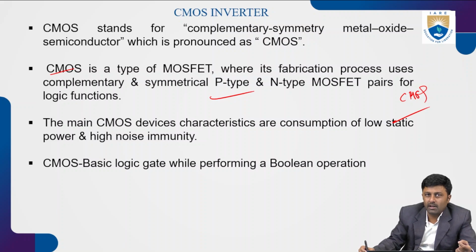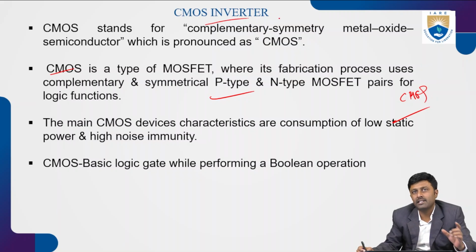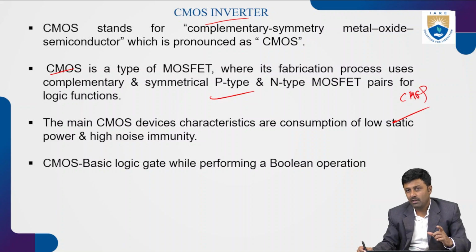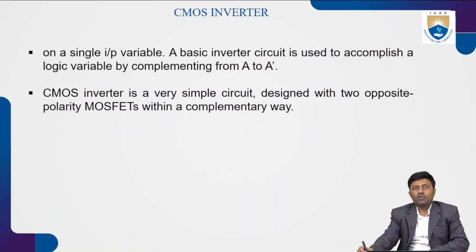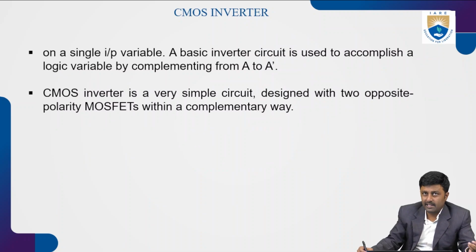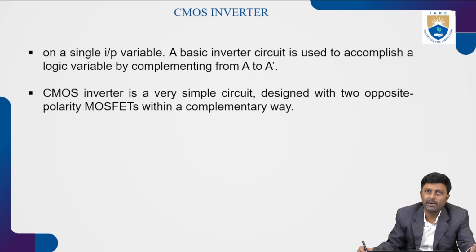The CMOS inverter acts as a basic building block for many complex circuits. The purpose of studying the CMOS inverter is that it is used to construct complex combinational and sequential circuits to design a complex system. So this CMOS inverter is the basic building block. On a single chip, the CMOS inverter is nothing but a basic inverter circuit which is used to accomplish a logic function by complementing A to A dash.